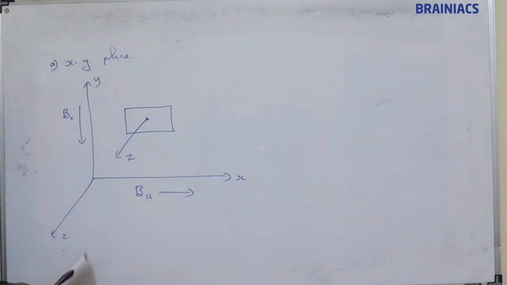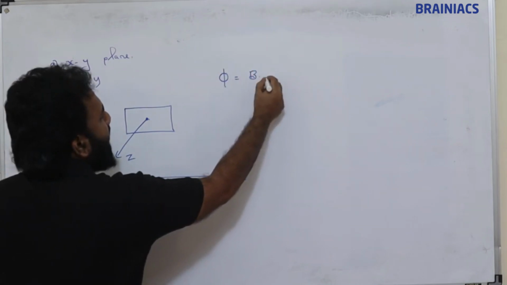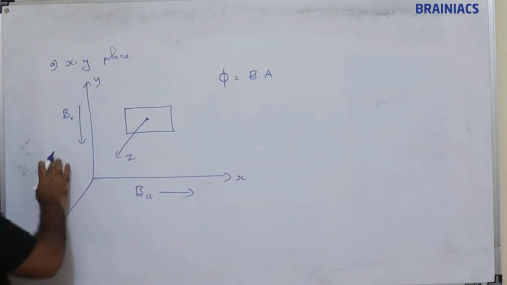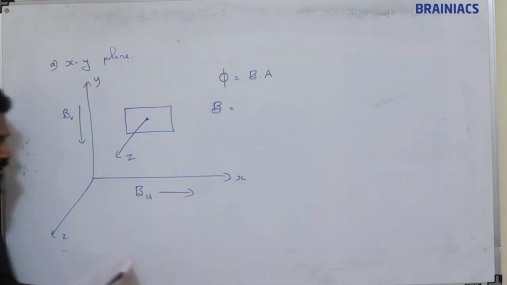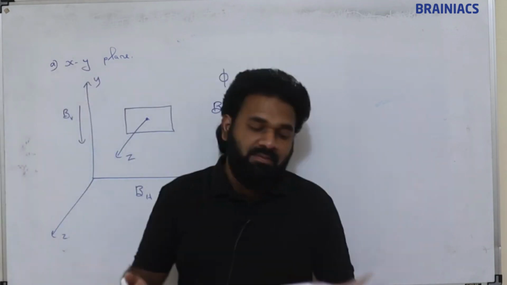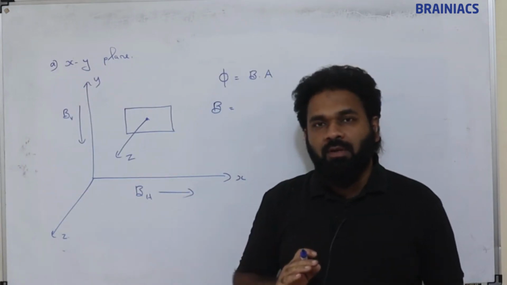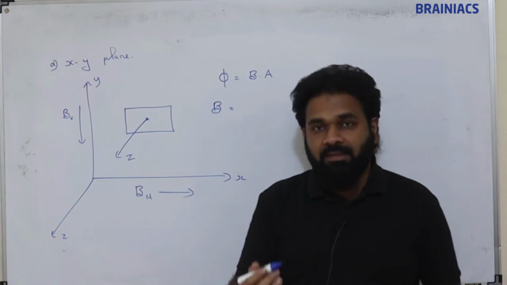Now what they are asking is, what is the magnetic flux? So phi is equal to, we know, B dot A. Phi is equal to B dot A. Right. So what is B? Look at the options: BHS, BVS, 0, BH, SZ. Not numerical values. We will have to write the magnetic field in terms of vectors.